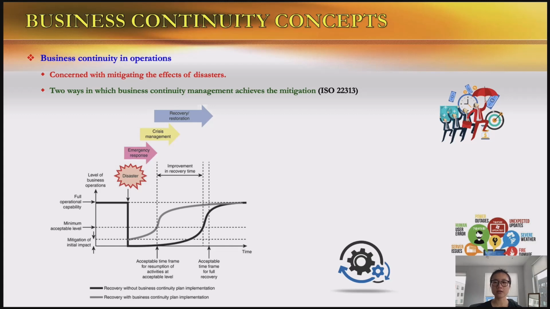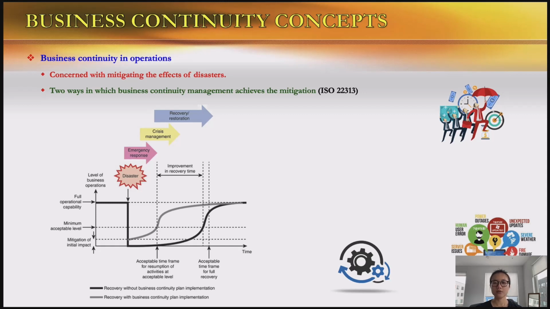This figure here on the slide illustrates the two ways. The gray curve shows the pace of recovery from a disaster with the business continuity plan. The black curve, however, shows the typical recovery pace without a business continuity plan. When a disaster occurs, the worst-case scenario is that some business processes or functions are entirely stopped. A business continuity plan is intended to handle such a situation.